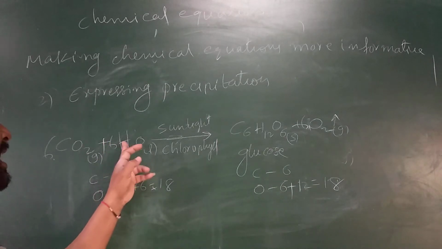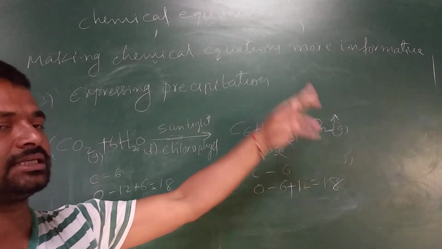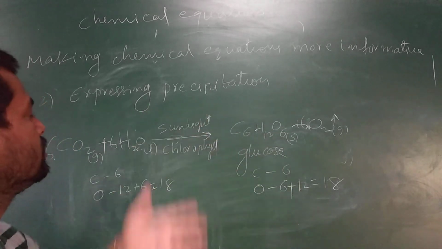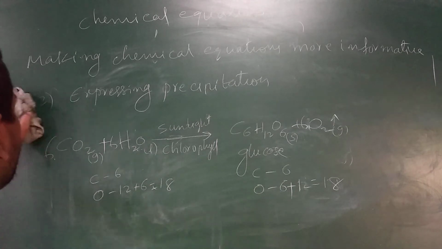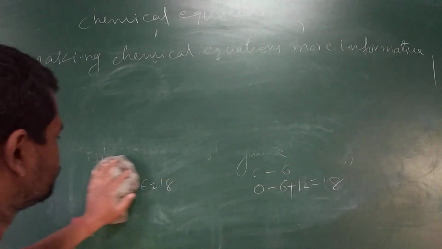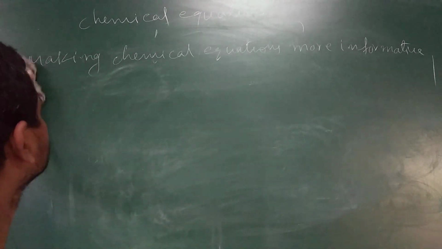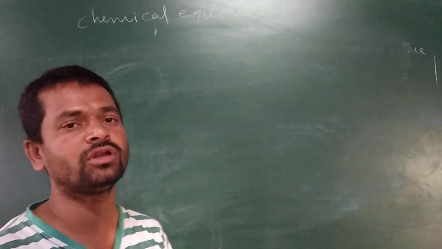6CO2 and 6H2O give rise to C6H12O6 and 6O2. So it is in this manner we can balance, right? Like this we can make chemical equations more informative.